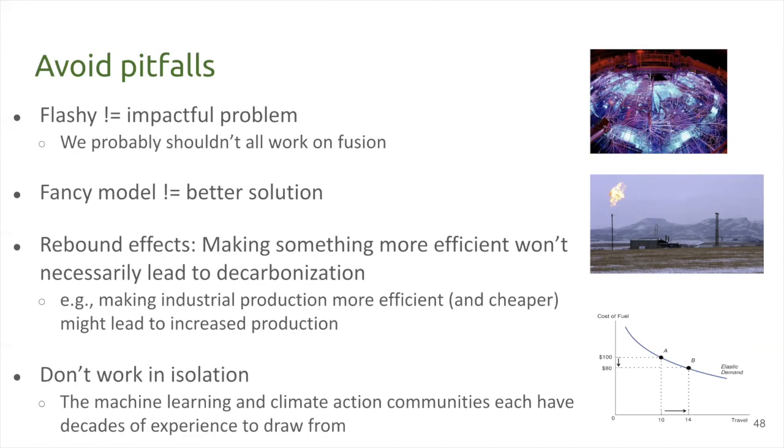And second, if you do want to do some sort of more advanced methodological work, then it's very important to have a sense of what that baseline would look like. There is no MNIST for climate change, at least in many kinds of problems. So it's very important to try what might seem like the most obvious approach first. Third, rebound effects. Just because something is more efficient doesn't necessarily lead to decarbonization.